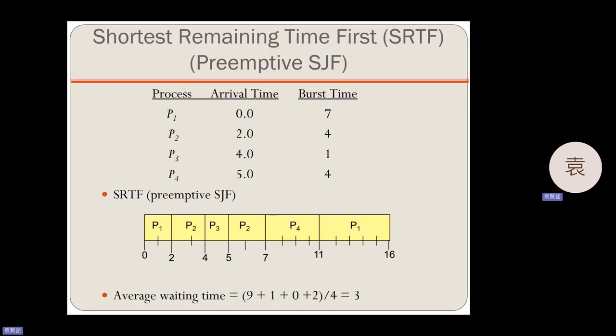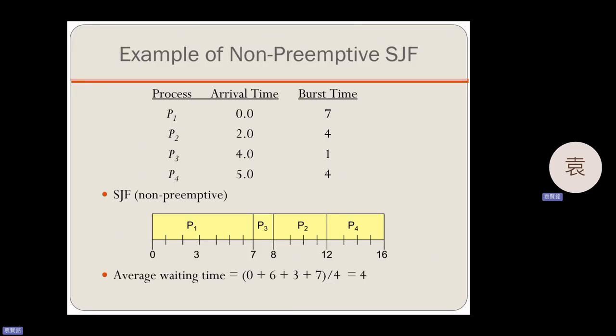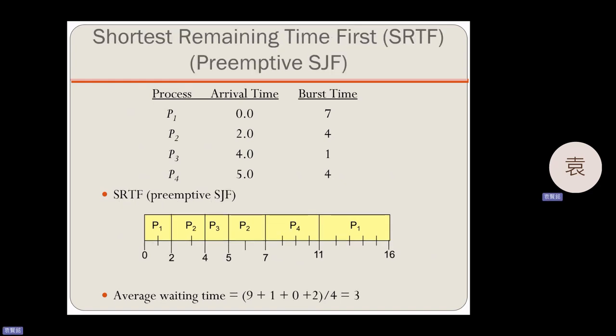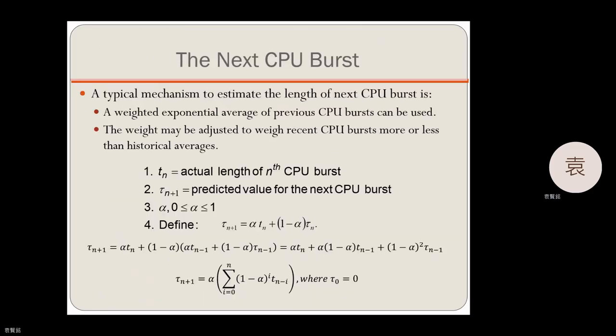You can see that this preemptive shortest job first, or shortest remaining time first, has a smaller average waiting time than the non-preemptive shortest job first, which is 4. So if preemption is allowed, then we should use preemptive shortest job first. If we know the next CPU burst time of each process, it's optimal. And how do we get the next CPU burst time? In general, we can only estimate it. You cannot get the real one.